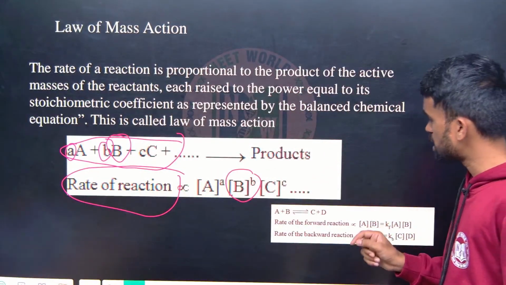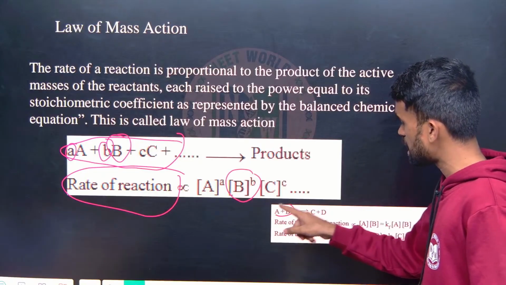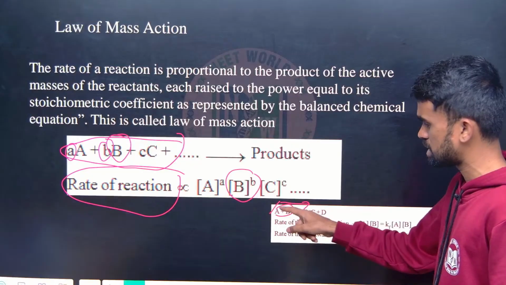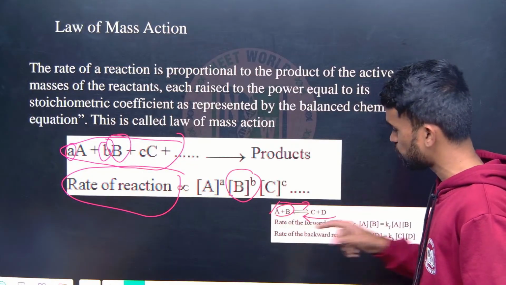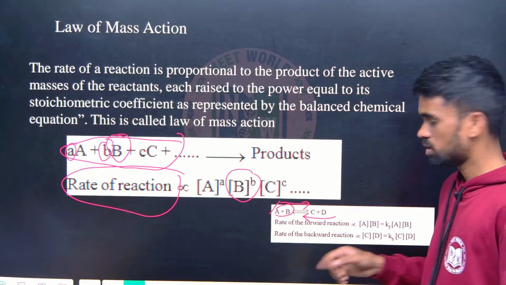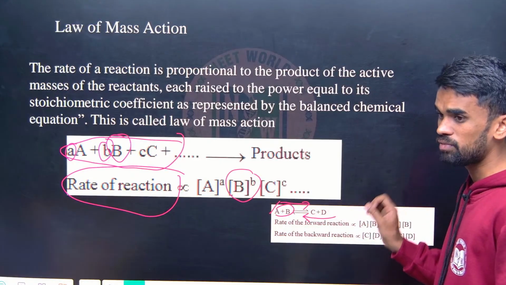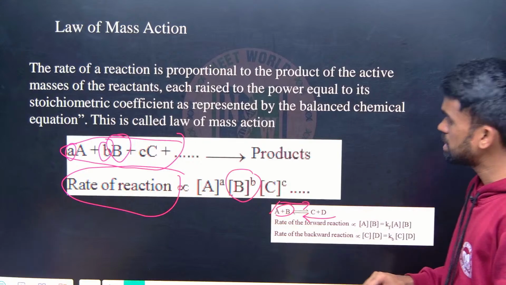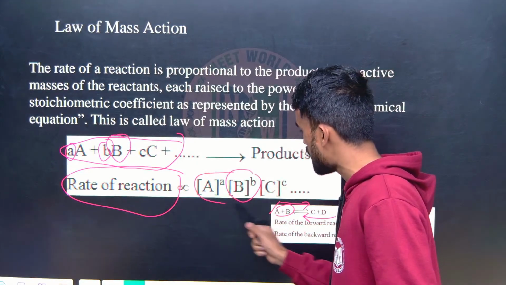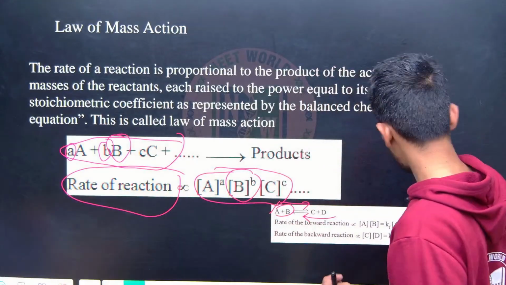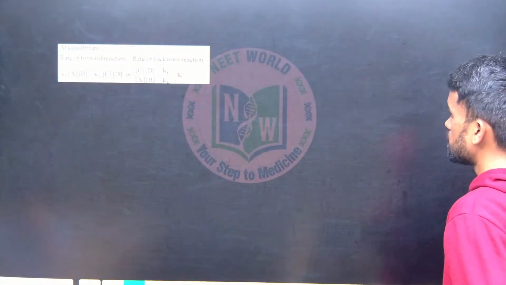For a reversible reaction we have these reactants for the forward reaction. You can write Rf for these reactants, and if you are starting from here, Rb should be written as concentration of C multiplied with concentration of D. See, we are taking products, not addition. You should take the products here. Do not get confused. Next.